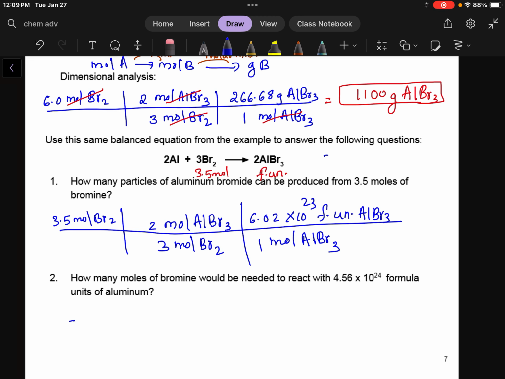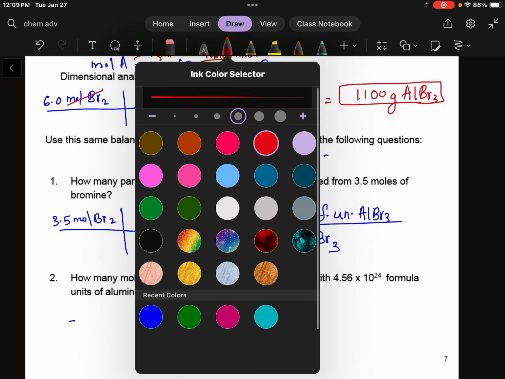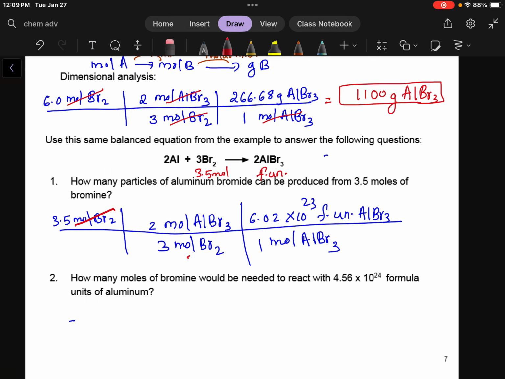Now check your T chart to see whether you did that correctly. Yes. Now calculate and write your answer in 2 sig figs, which is 1.4 times 10 to the power of 24 formula units of aluminum bromide.